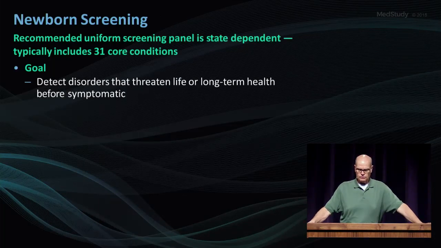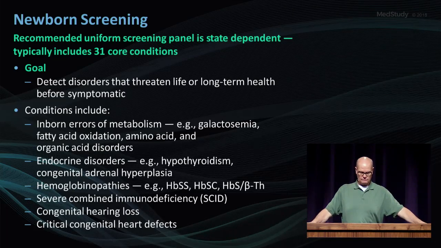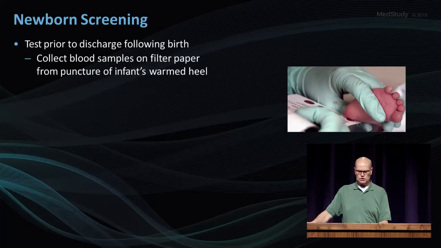So the recommended uniform screening panel is state dependent for newborn screening, but we've been through all of these conditions in a variety of talks this week, and just as a reminder, if you're evaluating a newborn, for example, for failure to thrive, one of the first things you want to do is look at his or her metabolic screen to make sure that there wasn't a positive finding that somehow got slipped by. Be sure to test prior to discharge.